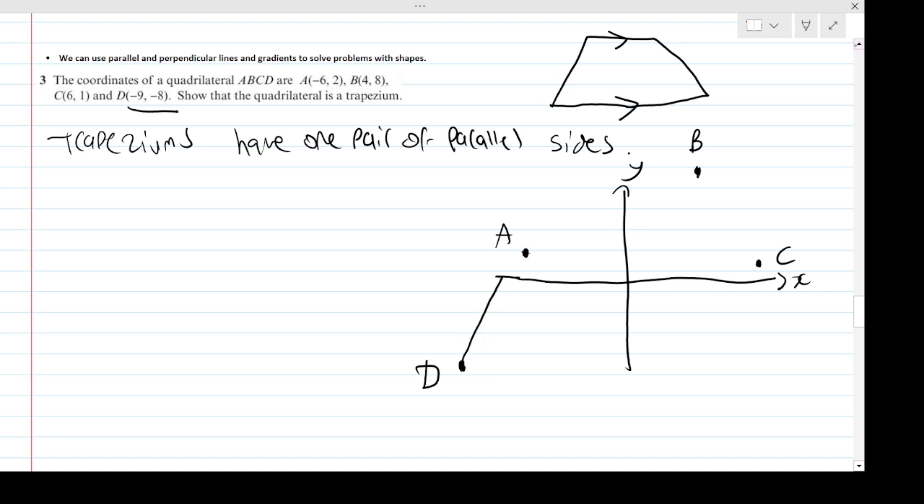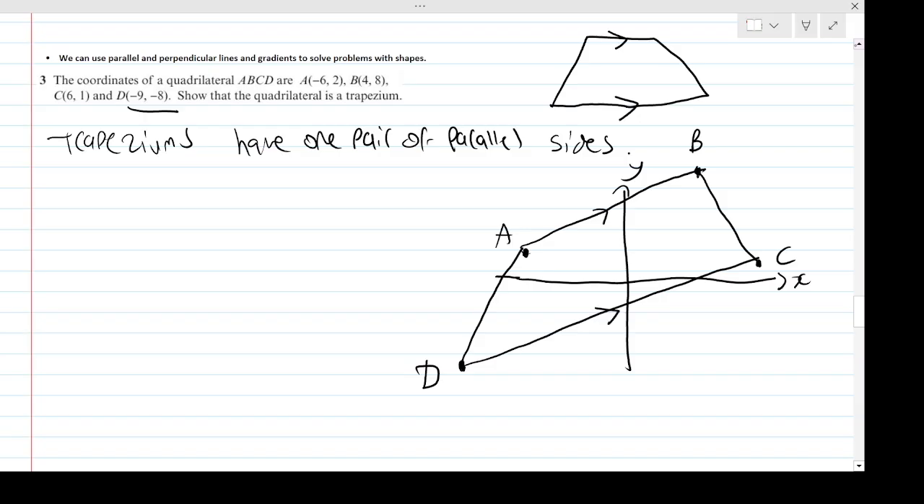So D to A would be there. Then A to B would be there, B to C there, and then D to C would look like that. There we are, and you can start to see we have a trapezium shape, okay? And in particular, from this graph you'd probably see that the gradient of the line AB is going to be parallel to DC, so the top and the bottom sides are going to be parallel.